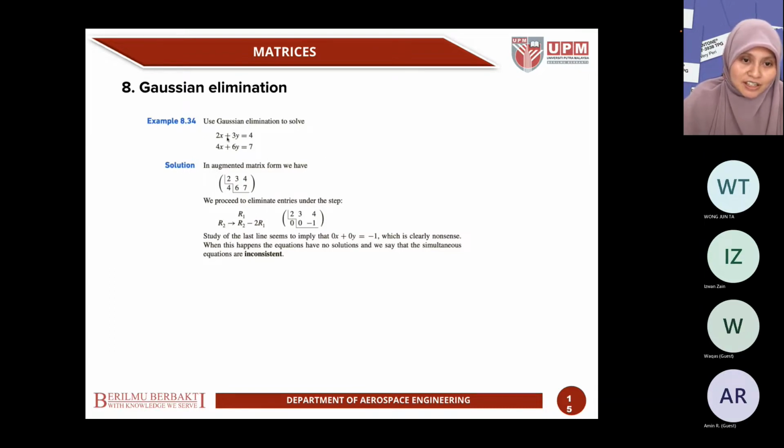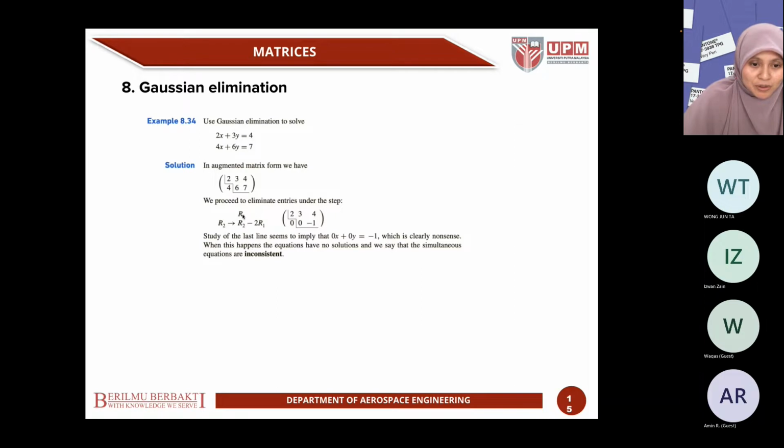We can write these equations in terms of a matrix: 2, 3, 4, 4, 6, 7. For Gaussian elimination, we include the matrix B in the matrix, like this: 2, 3, 4, 4, 6, 7. We write all the values. Obviously, Gaussian elimination uses elimination; the process is by eliminating the components. So first, the first row, 2, 3, 4.